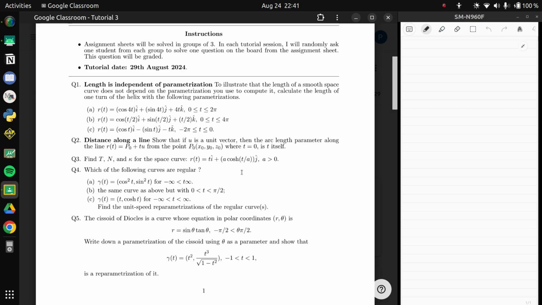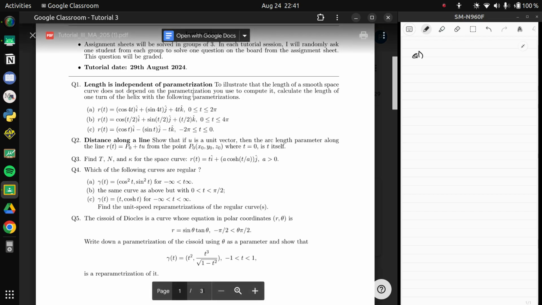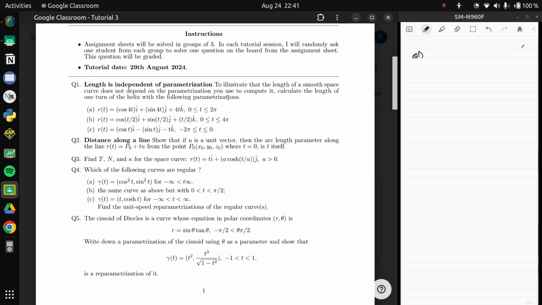First question. Problem one: length is independent of parameterization. When we say length, it's the arc length we're talking about. To illustrate that the length of a smooth space curve does not depend on the parameterization you use to compute it, calculate the length of one turn of the helix with the following parameterization. First is cosine 4t i plus sine 4t j.